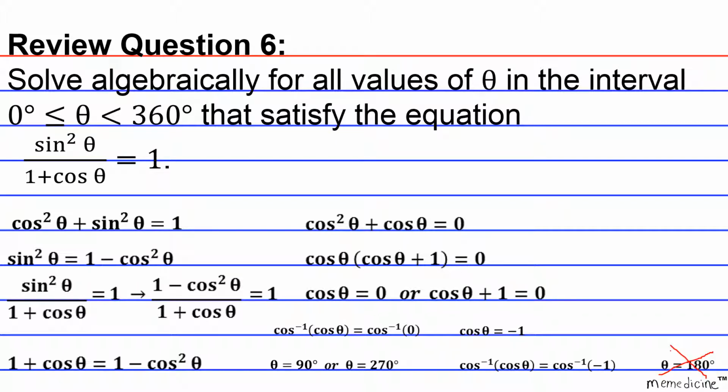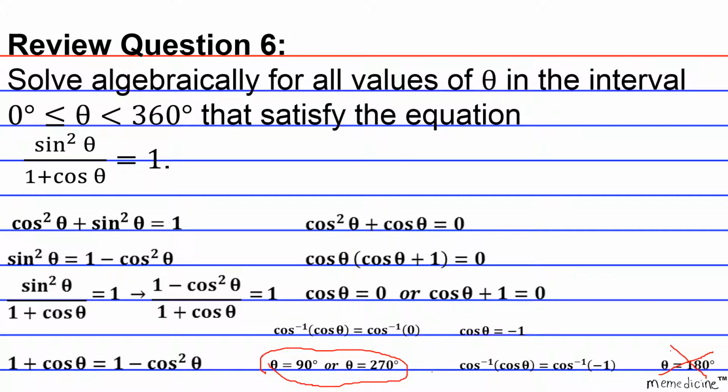So the only possibilities are 90 degrees and 270. So this is our answer. The solution set is going to be, let's see if I can, it takes me too long to write it out. I'll show you on the next page what I'm talking about.